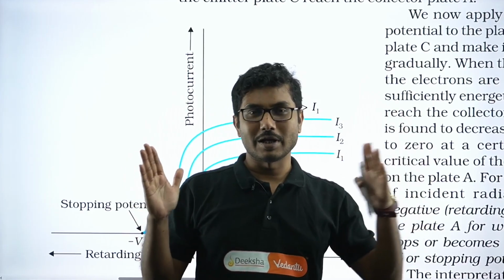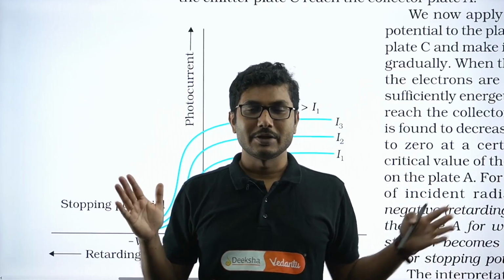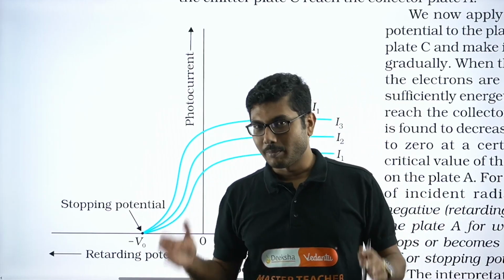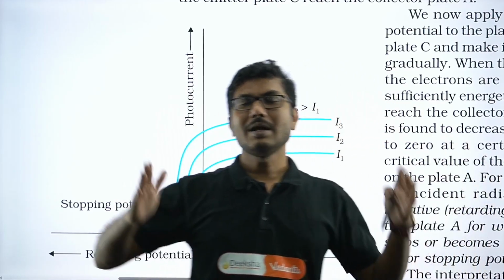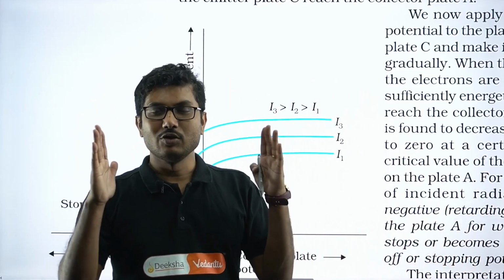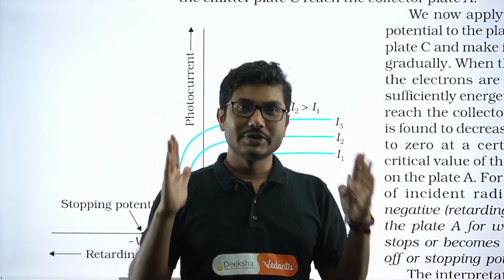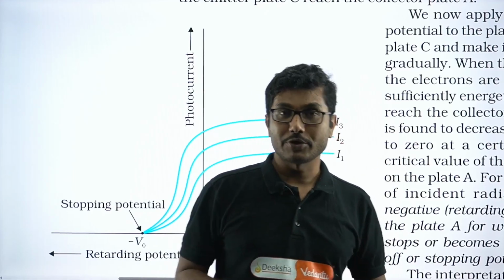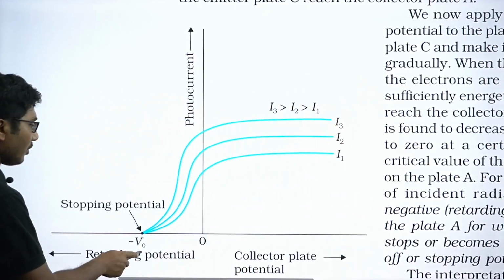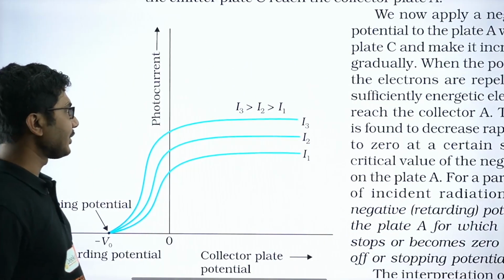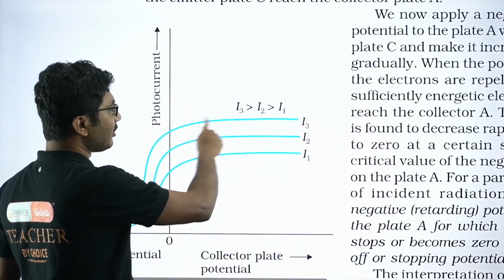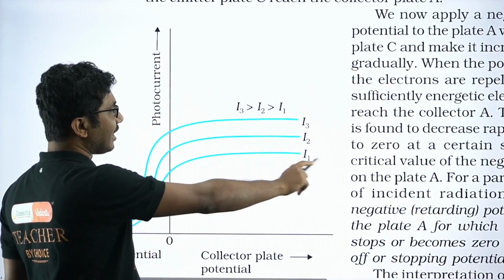But the electrons also have some energy, so they might still go to the other plate and you will still get some current. But if after a certain value of this potential the current becomes 0 in that circuit, then that voltage is called the stopping potential. This is a very important concept. We will see in Einstein's equation how this is related. But the maximum current is called the saturation current. So current becomes constant.